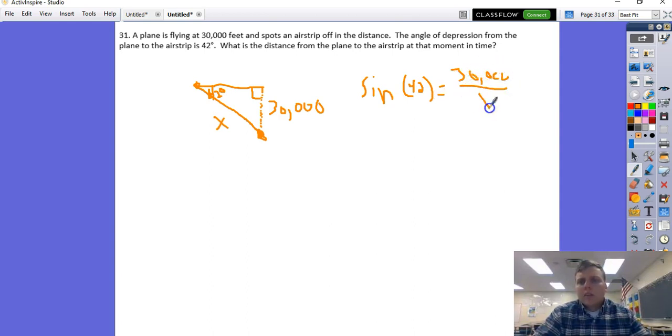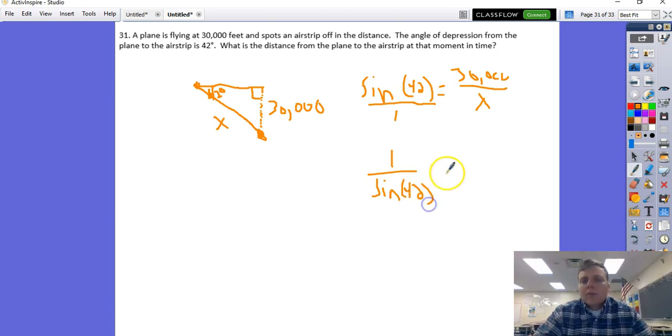over x. Now, when I look at this problem, I see that x is in the denominator. I don't want x to be in the denominator, so I'm going to do that trick I did earlier. I'm just going to flip both sides. Sine 42 is over 1, so now I'm going to flip it to being 1 over sine of 42. And then I'm just going to flip the other side to being x over 30,000. And now I'm going to solve for x by multiplying both sides by 30,000.